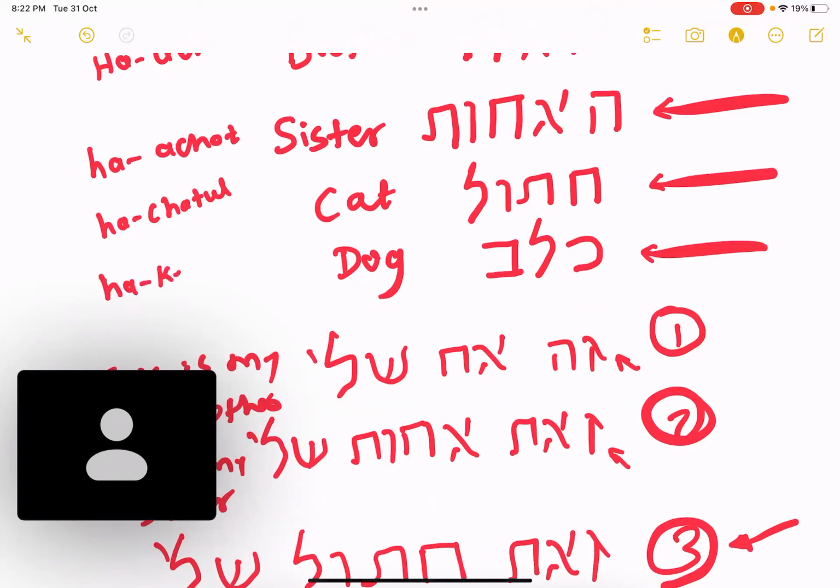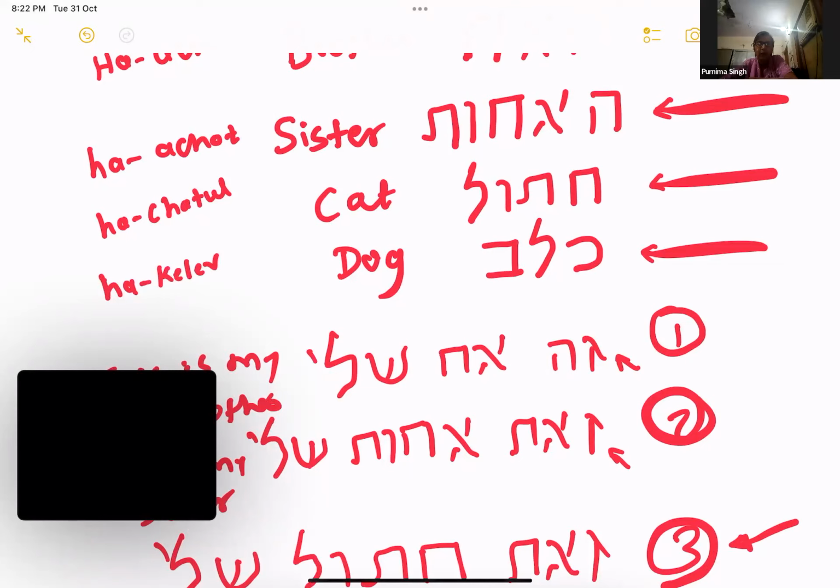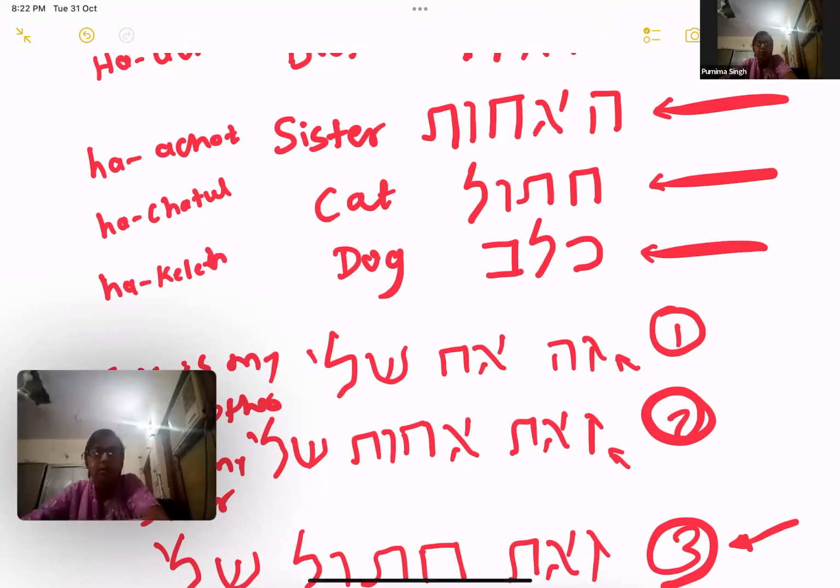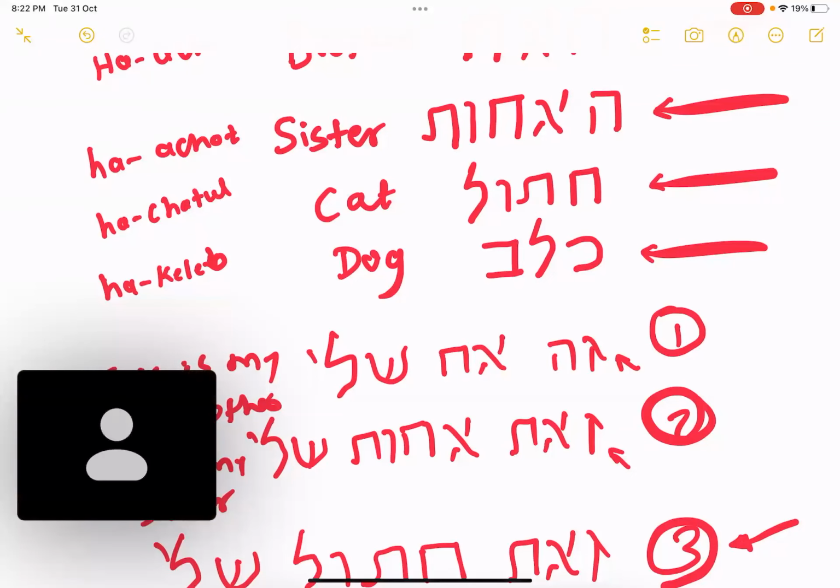Kelev. Write it. Kelev means dog. Now we'll consider here cat as feminine and dog as masculine, and we'll form sentences.